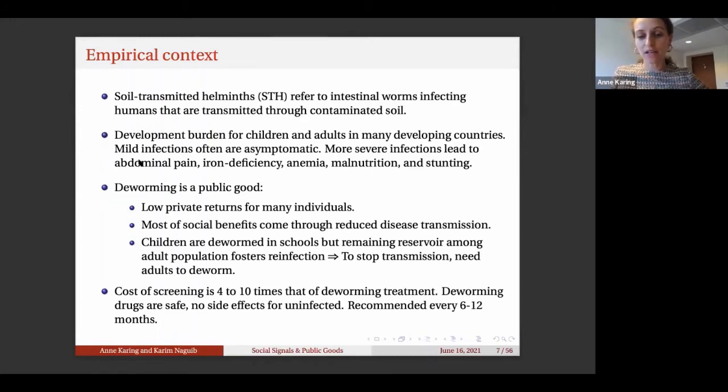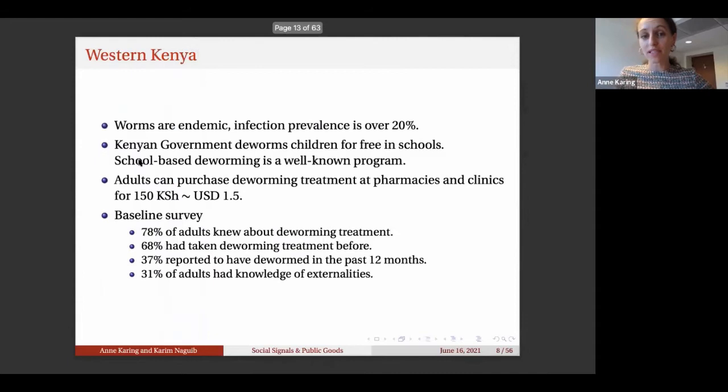And then lastly, any of us right now could take deworming treatment. It's perfectly safe, even if you don't have worms, to take deworming treatment. And also the cost of screening is about 4 to 10 times that of actually taking treatment. So the WHO recommends everyone just take deworming treatment blanket in areas where infection rates are high. In Western Kenya, where this experiment is implemented, infection prevalence is over 20%. As I said, the school-based deworming program is a well-established and known program for children. Adults, however, most frequently get access to deworming drugs if they purchase them from pharmacies or clinics at a cost of about 150 Kenyan shillings, which is $1.5.